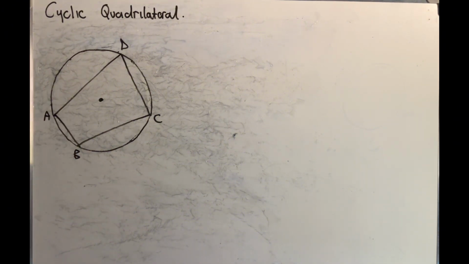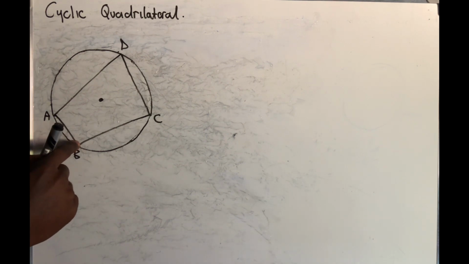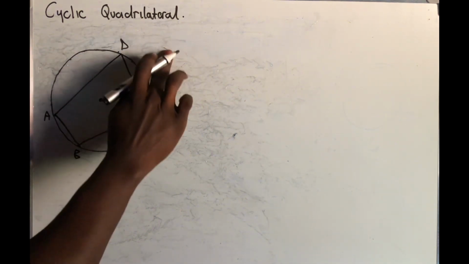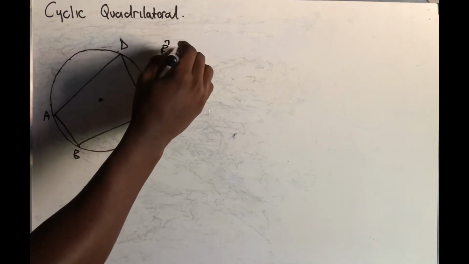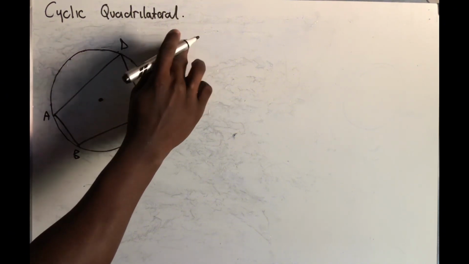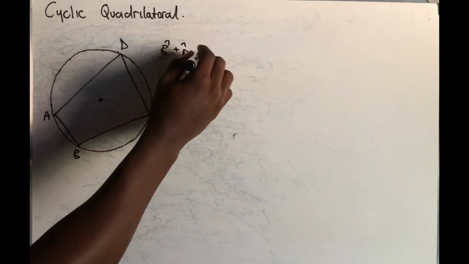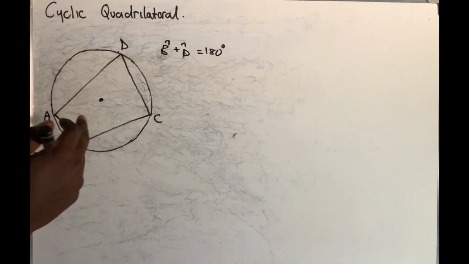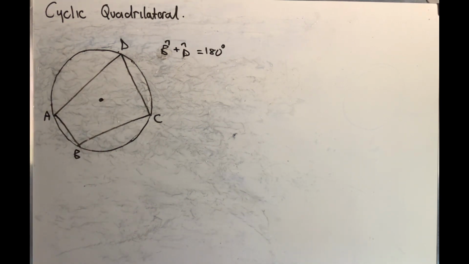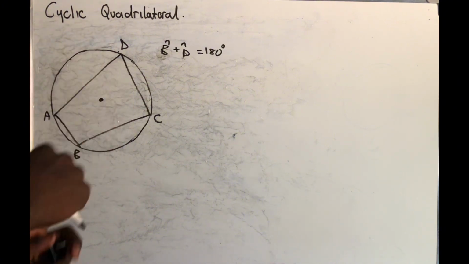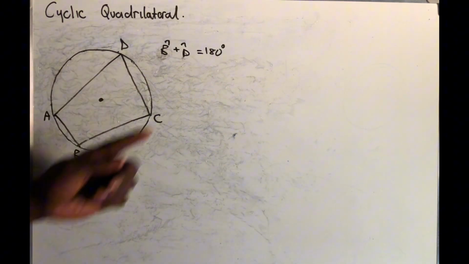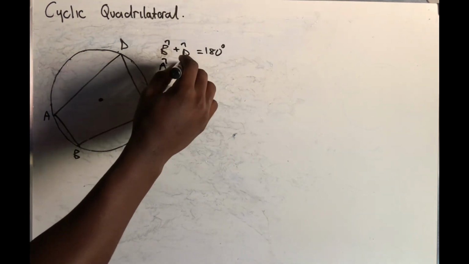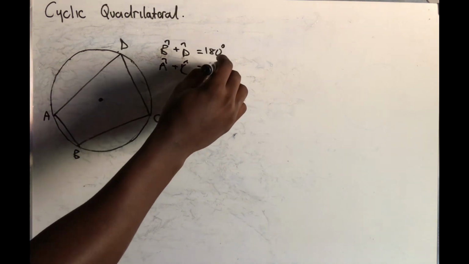Now we have a theorem that says if you add angle B plus angle D, it equals 180 degrees. It says the opposite angles of a cyclic quad add up to 180. These angles are opposing each other, so when you add them, they should give you 180, as well as angle A plus angle C, they should give you 180 degrees.